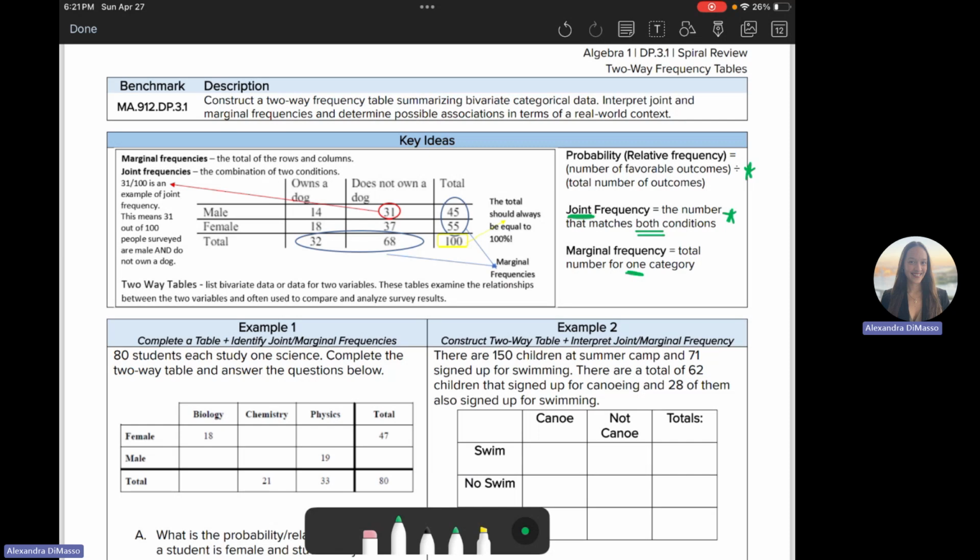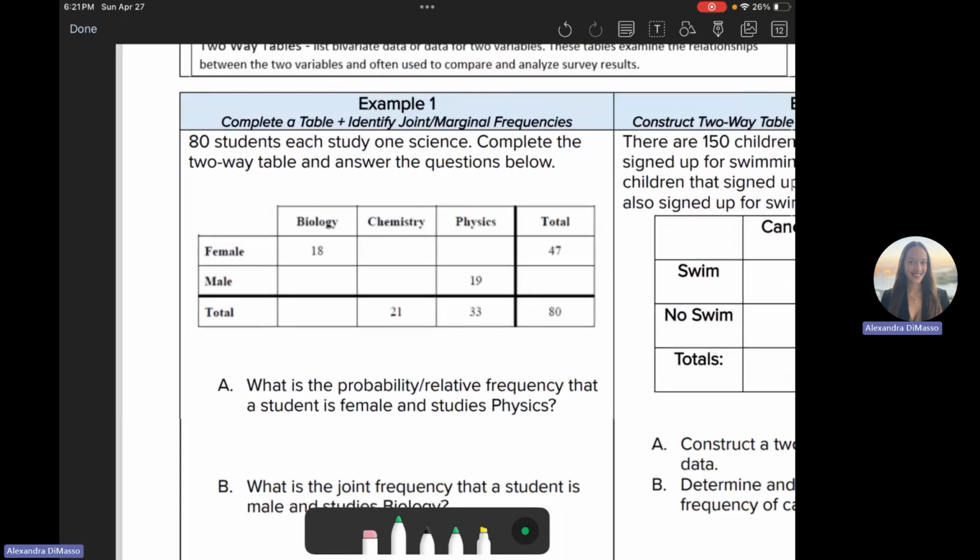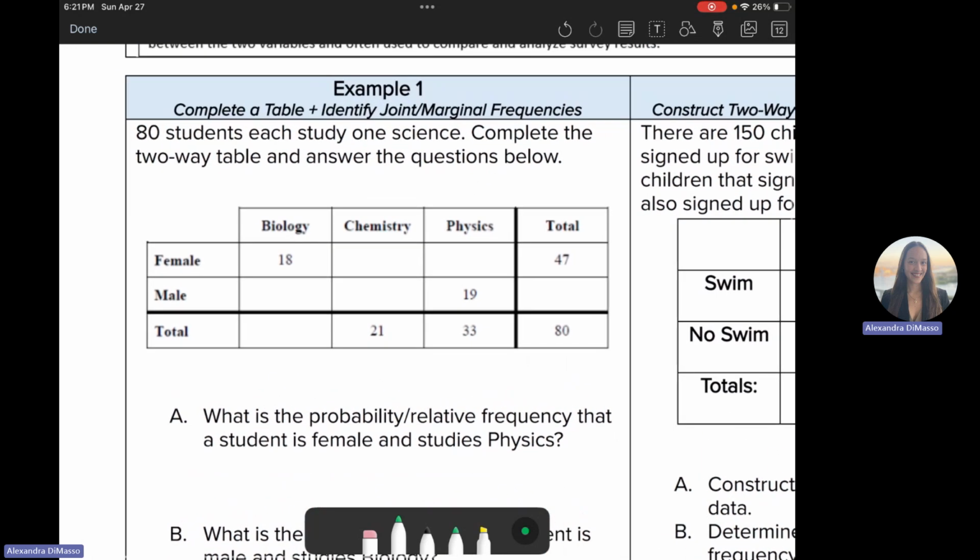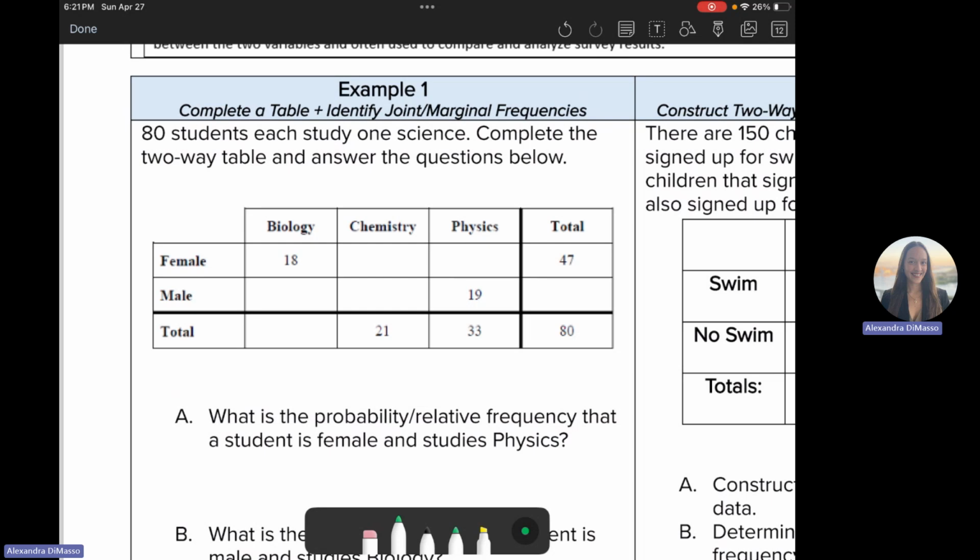Okay. So I'm going to show you some examples here. And again, I promise you it's way easier than it looks. So let's take a look at example one. In example one, it says 80 students each study one science. Complete the two-way table and answer the questions below.